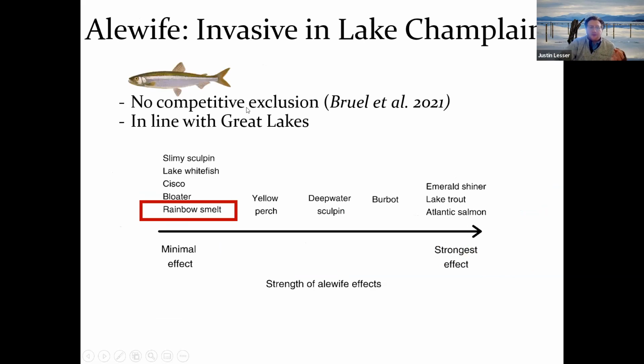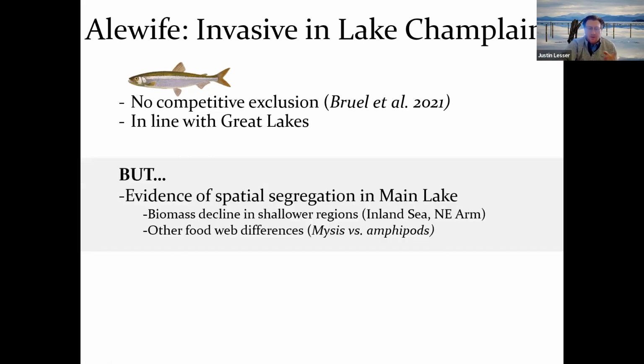So like I said, we don't see any evidence of competitive exclusion, which tracks with other papers, and this is in line with the effects that we know occurred in the Great Lakes. Here's that gradient of alewife effects. Rainbow smelt are in this minimal effect window, where even though you might expect them to compete for the same resources, they don't seem to be affected as much as we think. But that's not to say that there aren't some effects that we see.